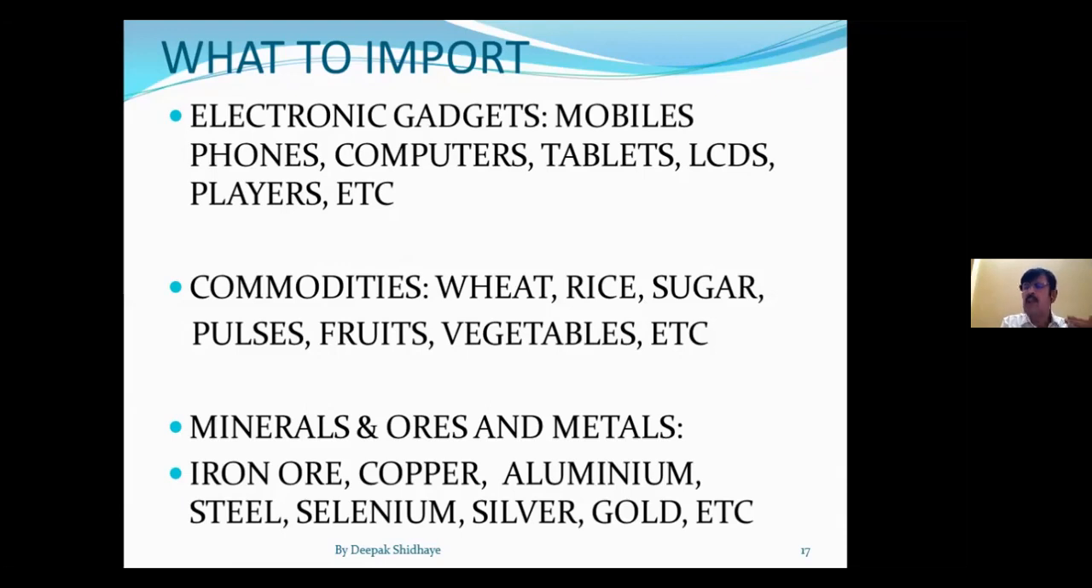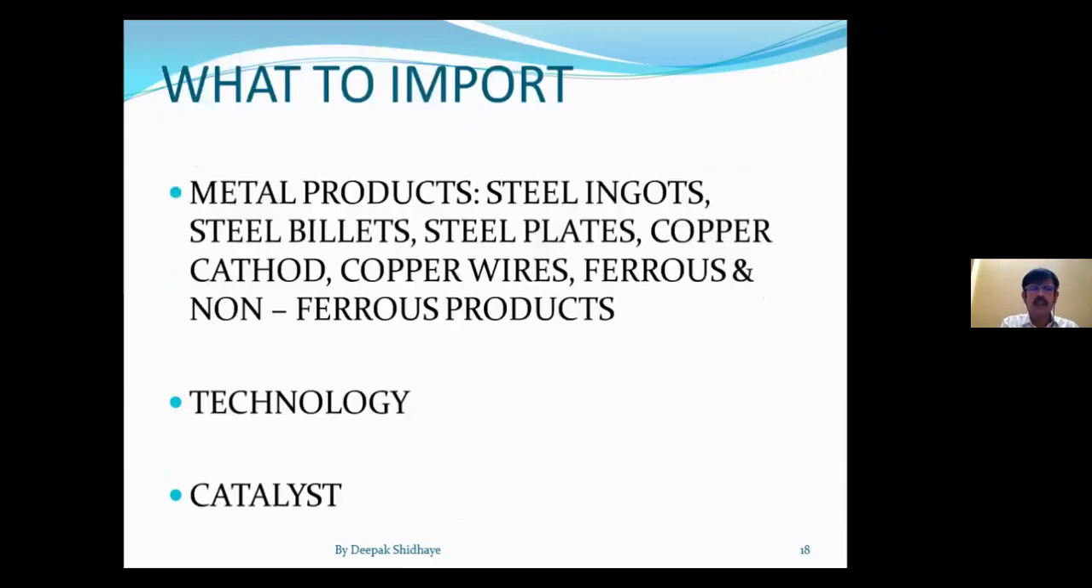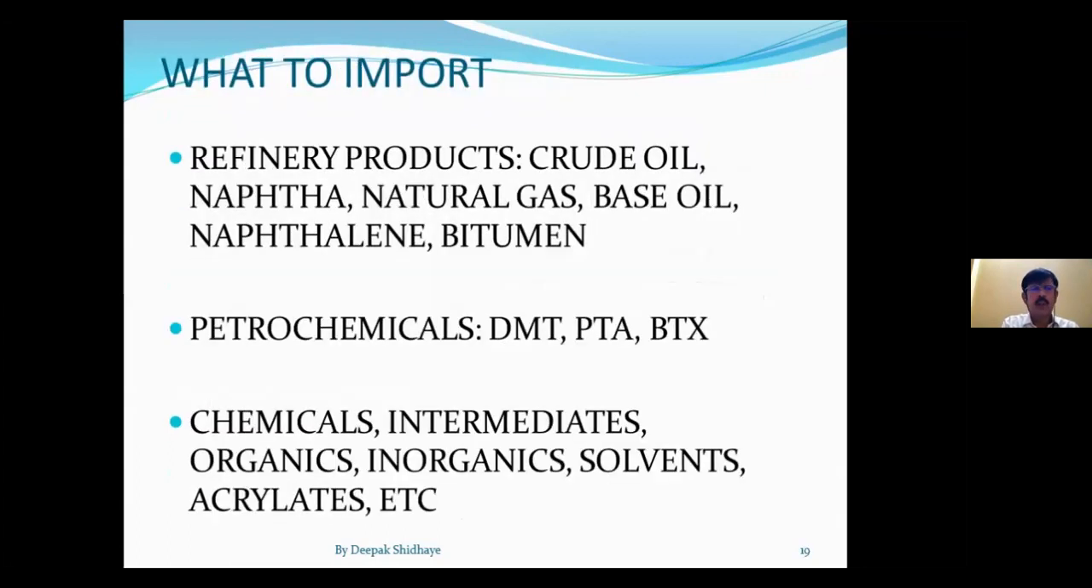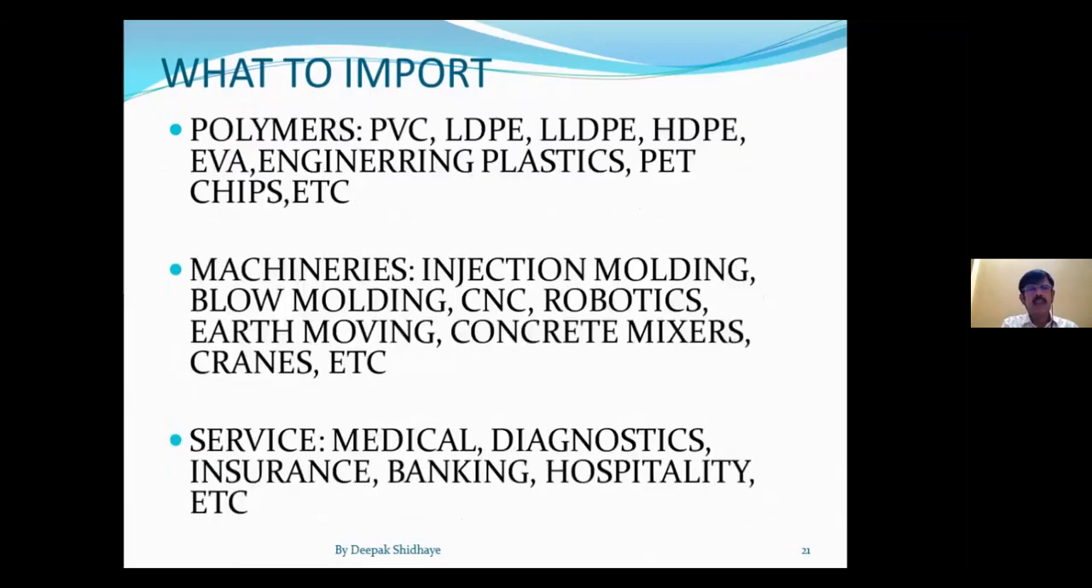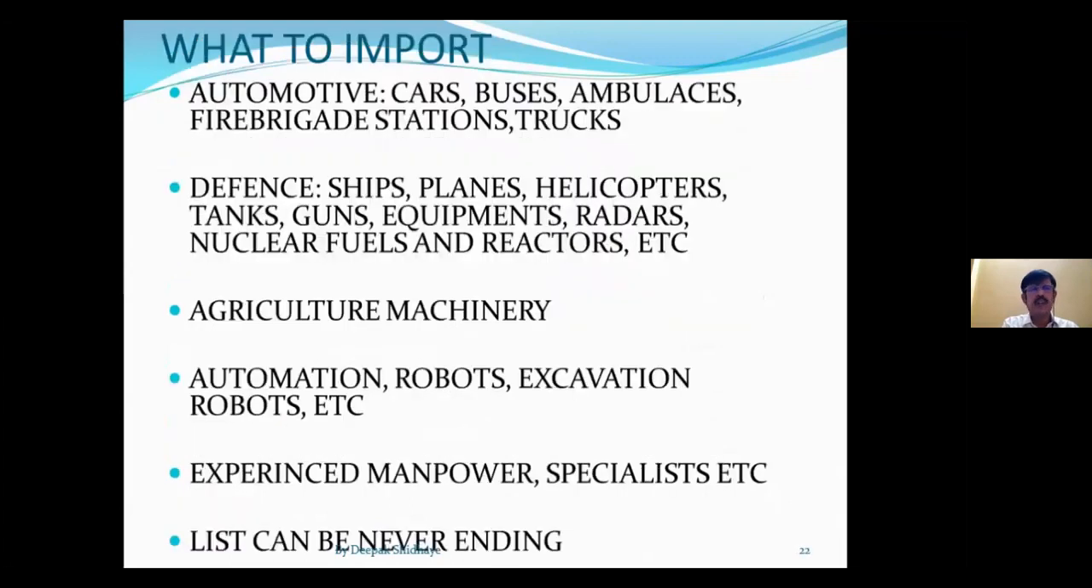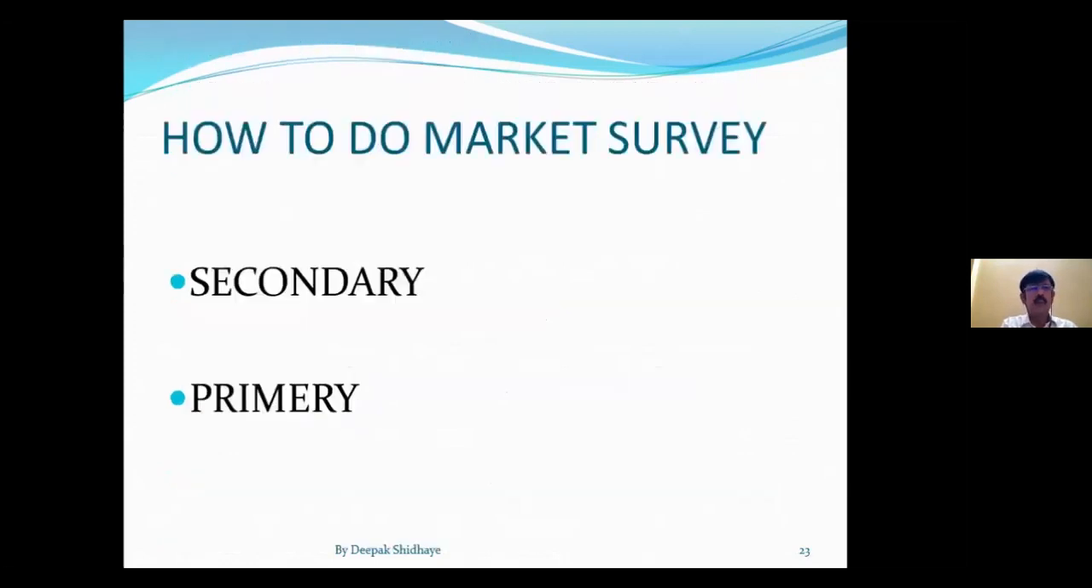But there are always importable items, like our whole petrochemical range. If you want, after this, we can share with you what we can all do. Metal products and technology, catalyst, refinery products, petrochemical products, intermediates, pharmaceuticals, oleochemicals, palm oil, and so many products: wood, pulp, paper, polymer, machineries, injection molding, blow molding, service industry, diagnostics, automotive, some special cars, fire brigade stations and trucks, and defense products, agriculture machinery, automation, robots, excavation robots. All these things will have very good importance in coming time, and experience and specialist manpower also. The list is never ending.